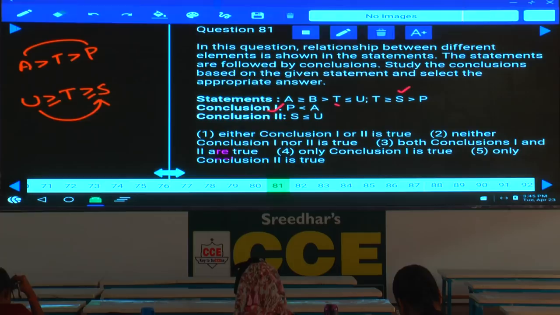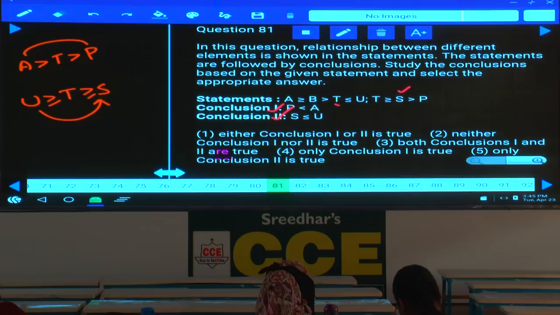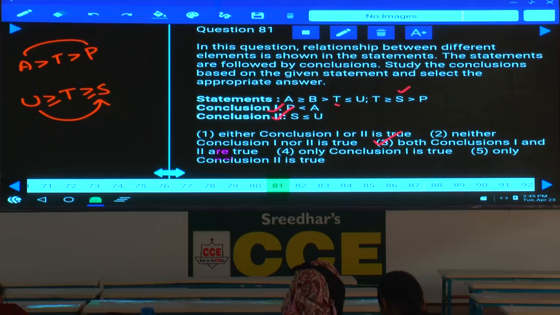Then what is your answer? Both the conclusions follow. Both 1 and 2, that is choice 3. Done with this? Now this was about question numbers 77 to 81. Then coming to 82.